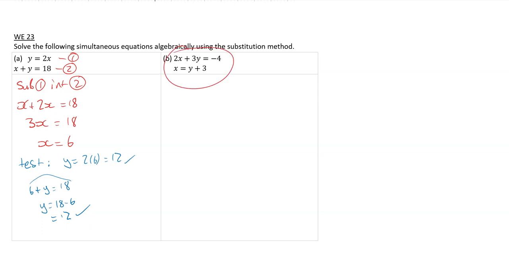Second one, a little bit easier. Now, let's call this one equation 1 and this one equation 2.